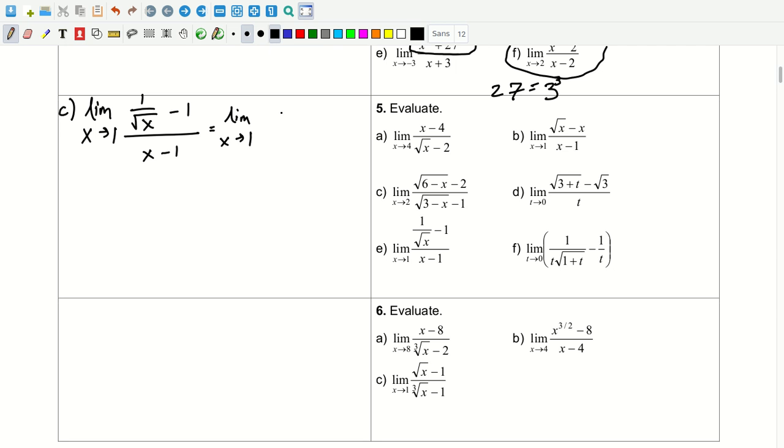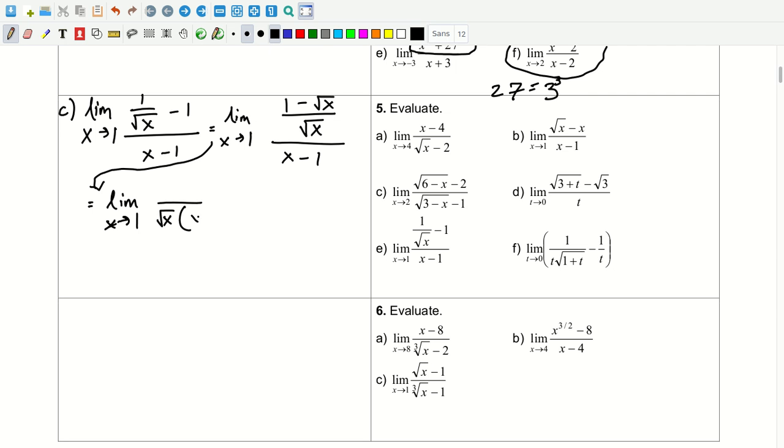You'll see why. So I can rewrite this as 1 over root x, 1 minus root x all over root x. And if you divide the root x back into each term on the bottom, you will get this monstrosity on the numerator. Okay, double check that. So we get limit as x approaches 1, and I'm going to clean it up a bit: root x, x minus 1, 1 minus root x. So I just brought the root x to the bottom.